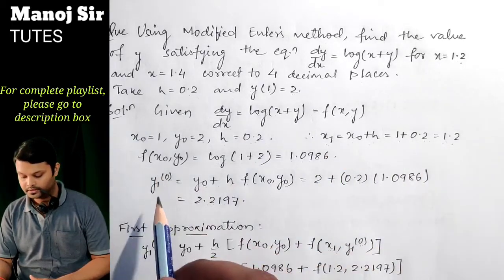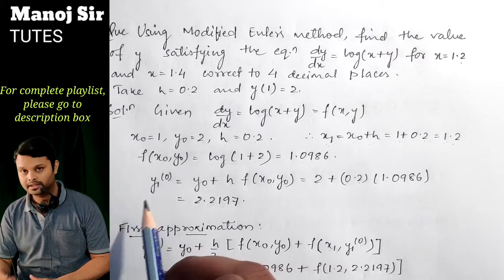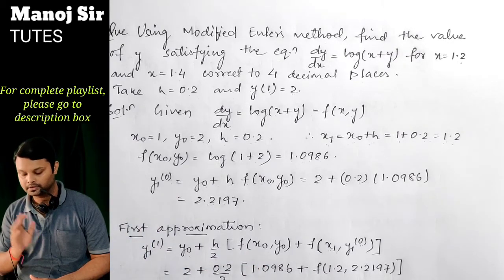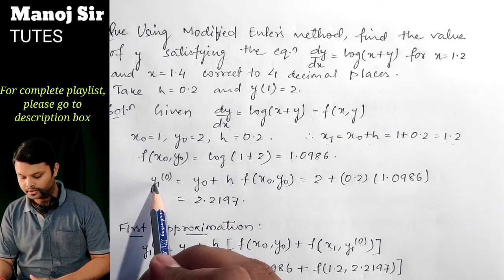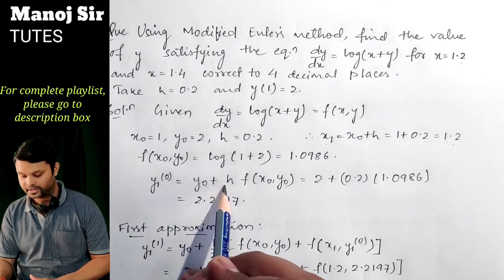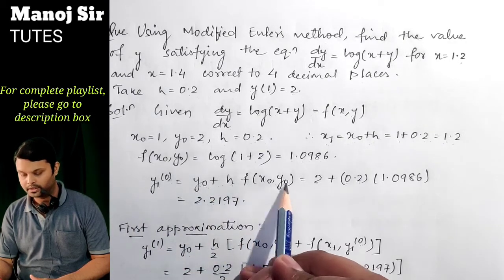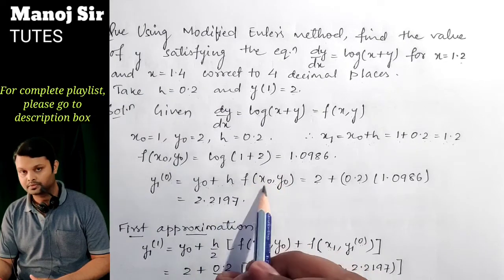So we will find y1 naught, that is the initial approximation, using Euler's method formula, that is y1 naught equals y naught plus h into f of x naught comma y naught. And you will see that this is frequently coming.